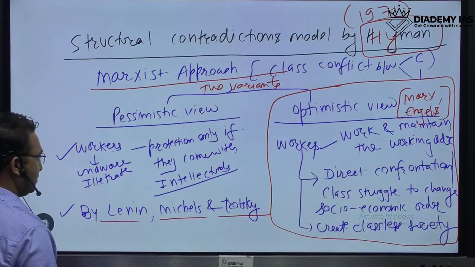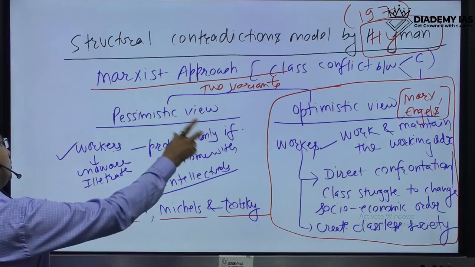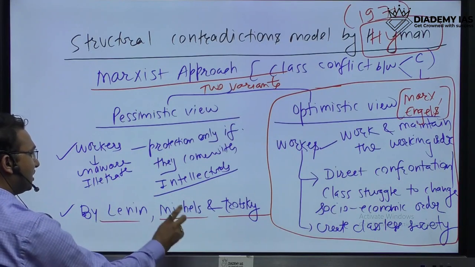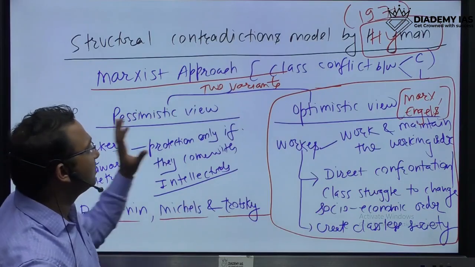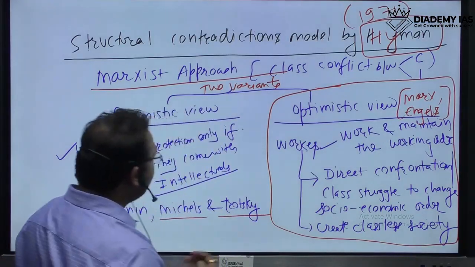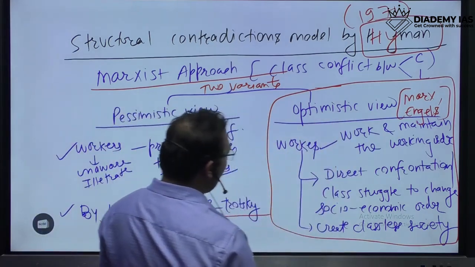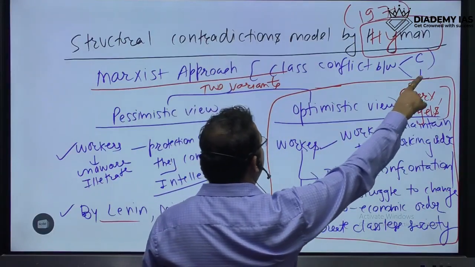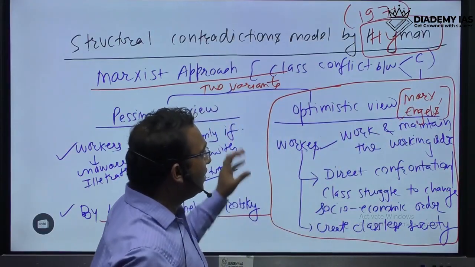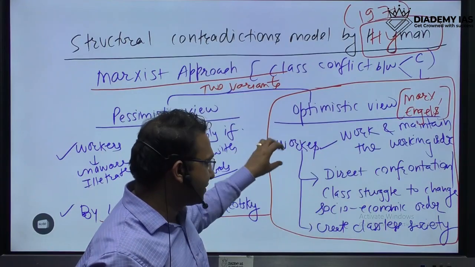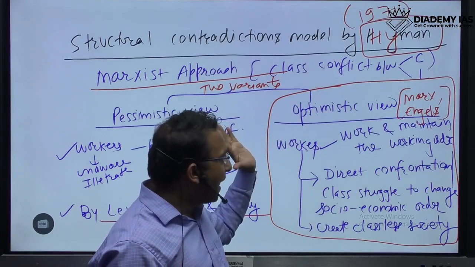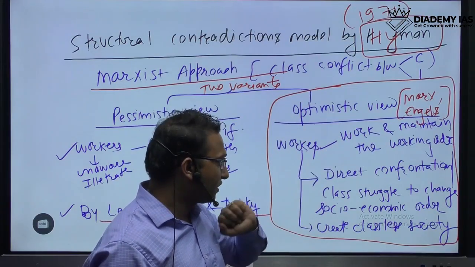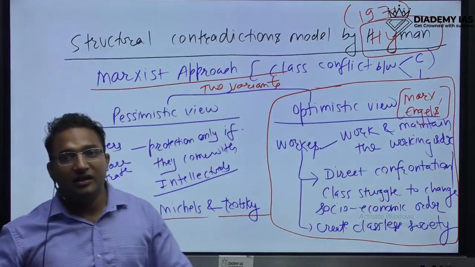ये क्या है आपका pessimistic view है. This view, the pessimistic view, is given by Lenin, Michels और Trotsky ने ये view दिया है, pessimistic view उसको हम बोलते हैं, right? The another view is the optimistic view. Optimistic view is given by Marx and Engels. Okay, so in the optimistic view, workers, they maintain the working order. They do the work also and they can maintain the working order also.